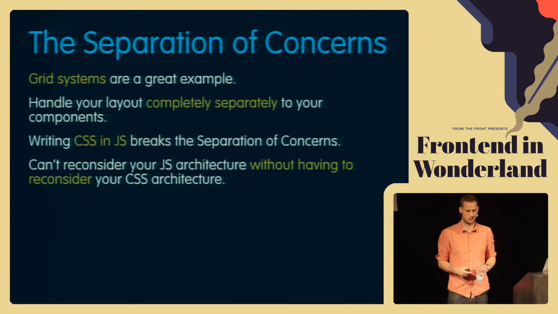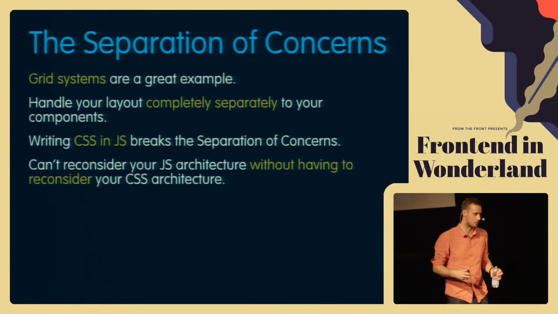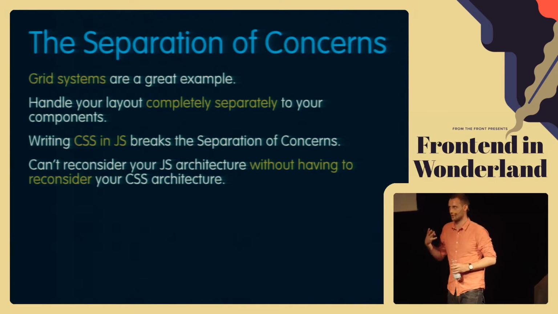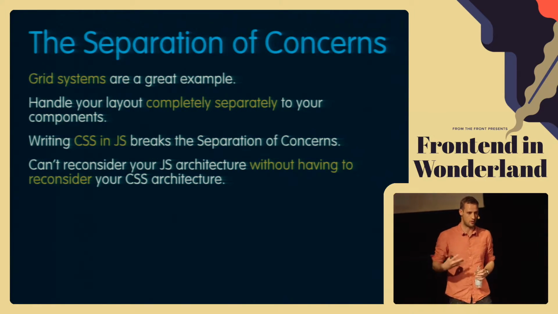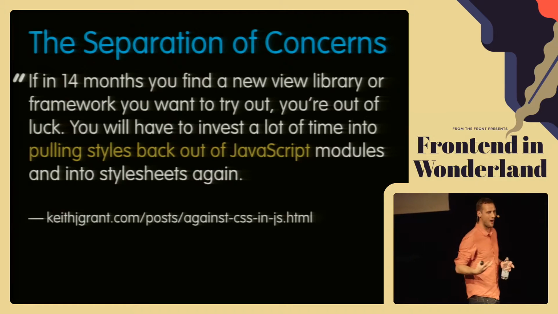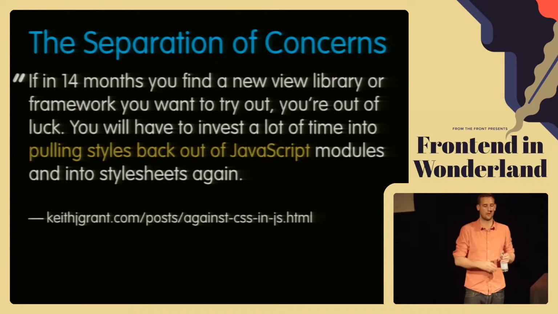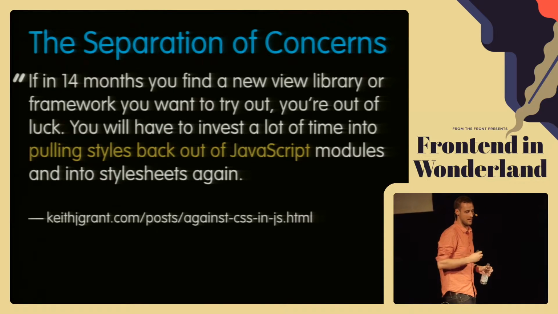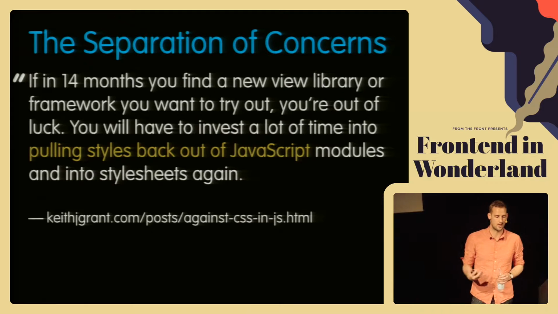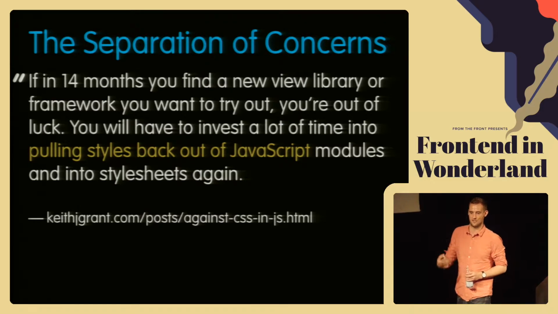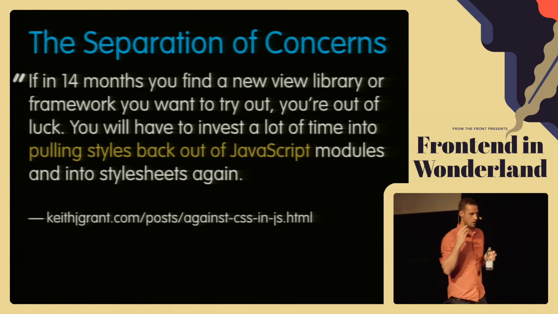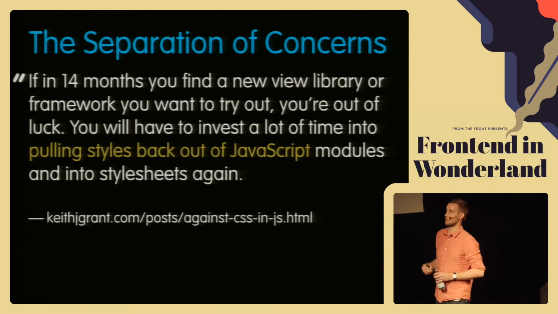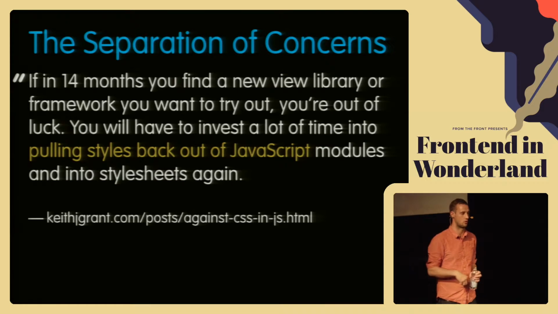I was made aware of an article that Una tweeted, actually, by a guy called Keith Grant. Putting CSS in your JavaScript means you can't change your JS architecture without also worrying about your CSS architecture. You put all your eggs in one basket. It's either all or nothing. In 14 months, you find a new view library or framework that you want to try out, and you're out of luck. You'll have to spend a lot of time ripping styles back out of JavaScript and into style sheets. You can't have a JavaScript architectural decision without also having to consider your CSS architecture. That's a complete violation of the separation of concerns.